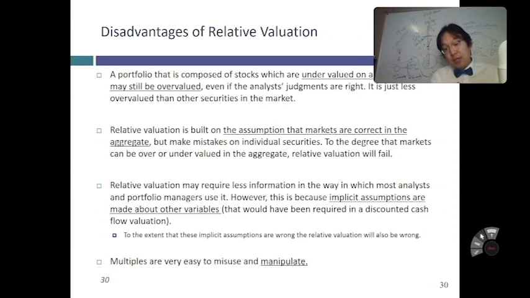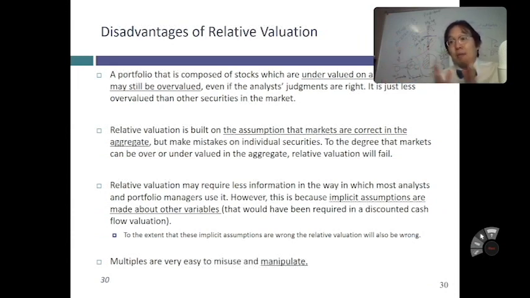Multiples are very easy to misuse and manipulate. So you will see a lot of different analysts coming up with a whole lot of crazy multiples in the future. Because, for example, in the machine learning or AI kind of industries, maybe the company is in such a startup stage that they don't have net income yet. Instead, they have a net loss, a minus number. PE ratio, you cannot use it. What would you do with this?